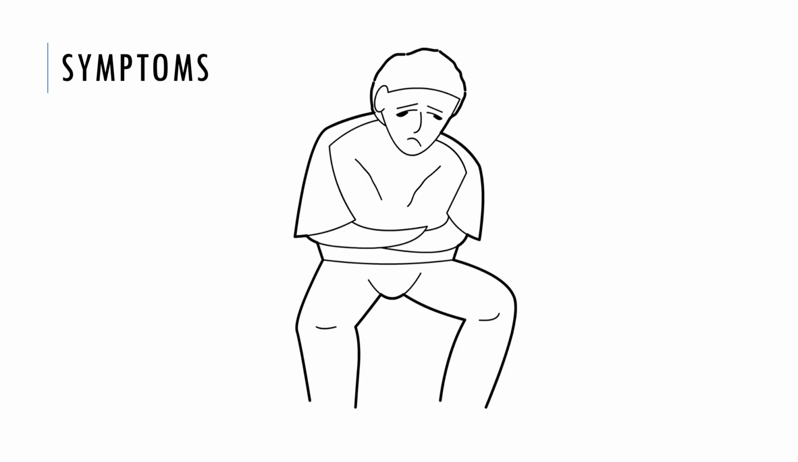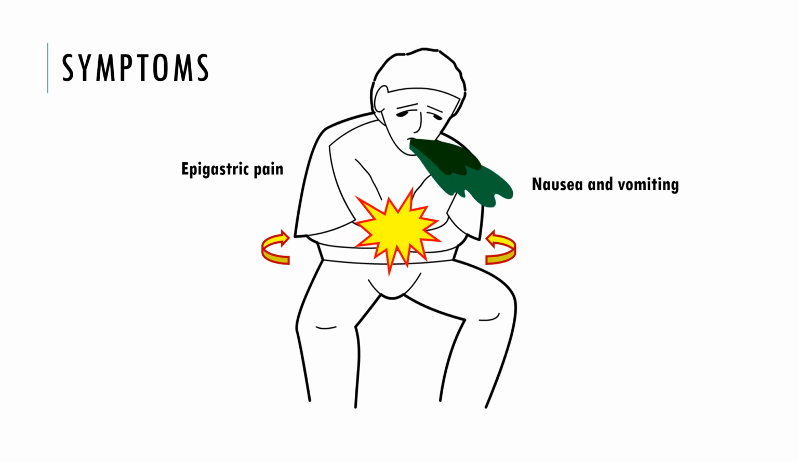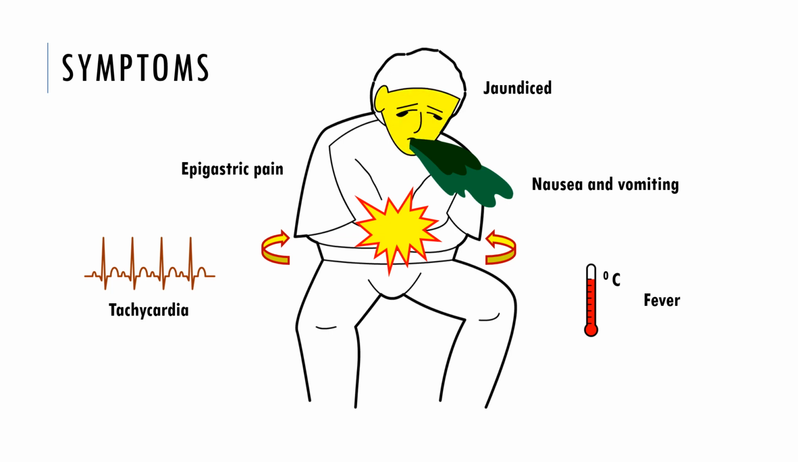Patients most commonly present with epigastric pain that radiates to the back. A lot of patients complain about nausea and vomiting. Tachycardia and fever can also exist, and particularly in cases of gallstones etiology, patients can present yellow or jaundiced.